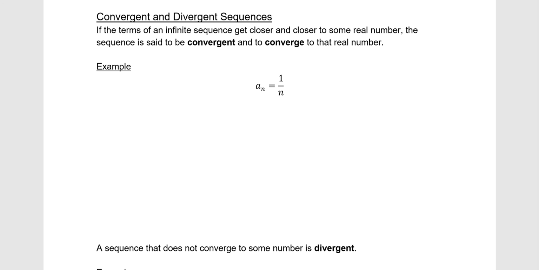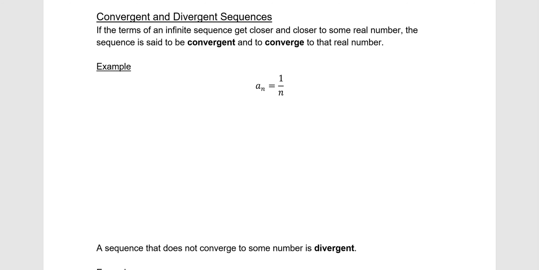All right, that brings us to the difference between convergent and divergent sequences. If the terms of an infinite sequence are getting closer and closer to some real number, the sequence is said to be convergent and to converge to that real number.